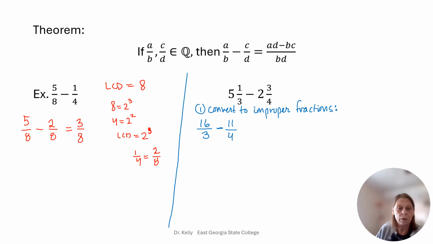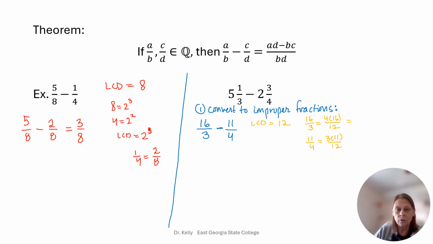Then at this point we can determine our LCD is 12, because both of these are relatively prime, so it's got to be 3 times 4, because 4 is 2 times 2 and 3 is just 3, so it's those two multiplied together. Our 16 thirds is equal to 4 times 16 twelfths. And our 11 fourths is equal to 3 times 11 twelfths.